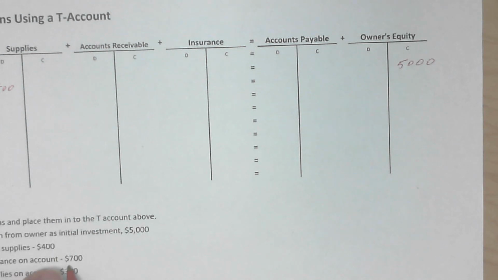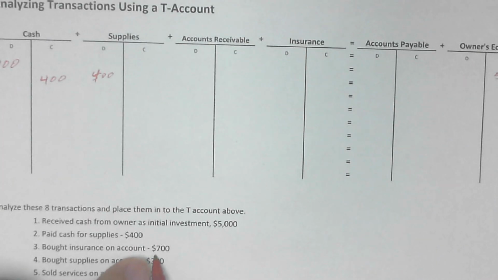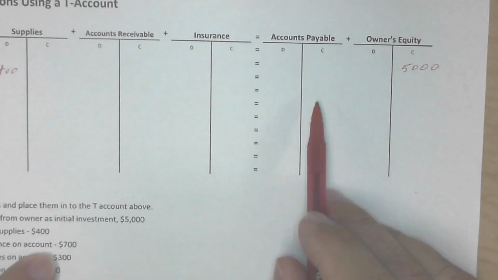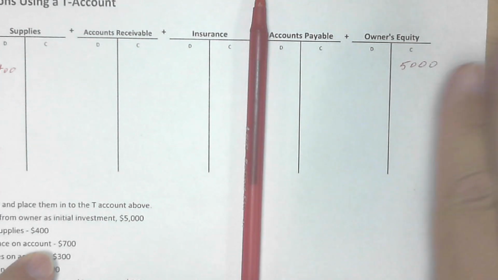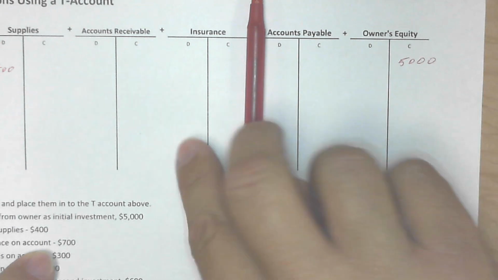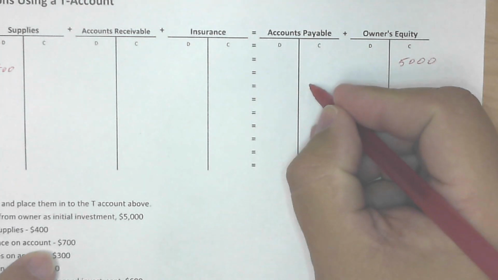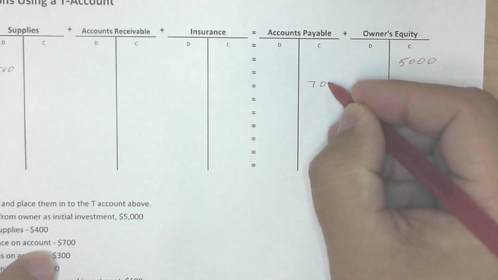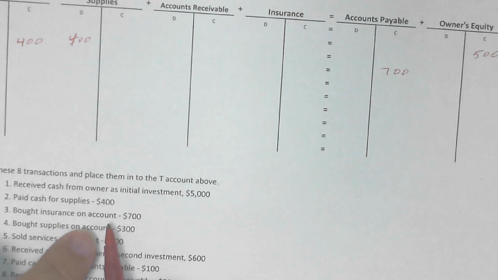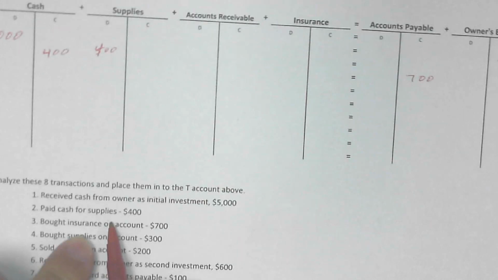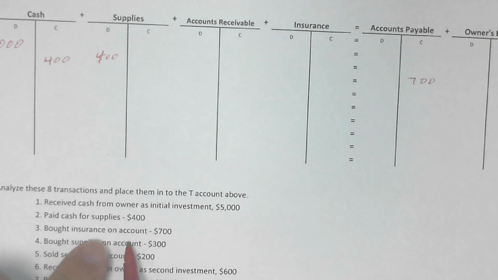So we're going to have an increase in our accounts payable, because now the amount that we owed went from, let's say, 0 to 700. So it increases, and all of our increases on the right side of the equation go on the credit column. So we have an increase in accounts payable. So we bought insurance, so we have an increase in our insurance.